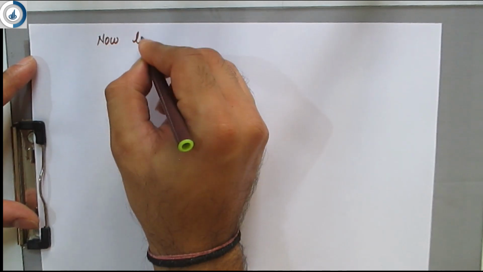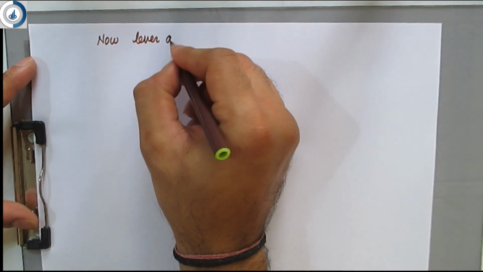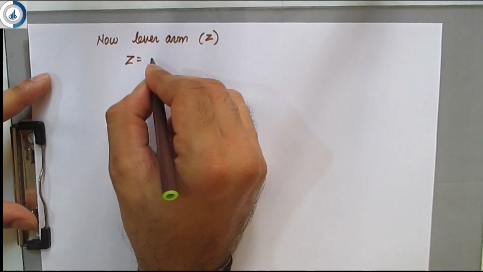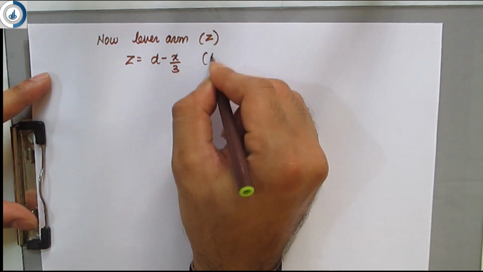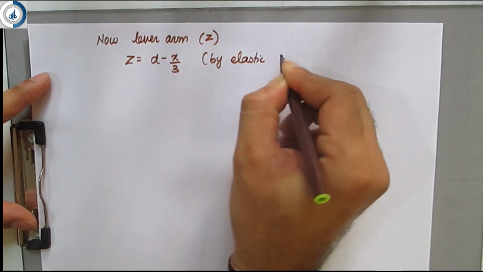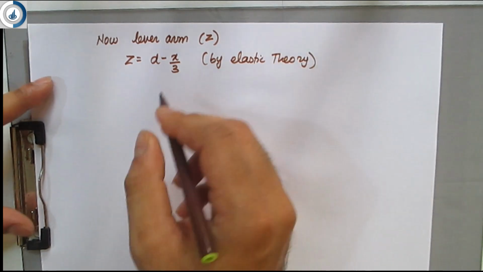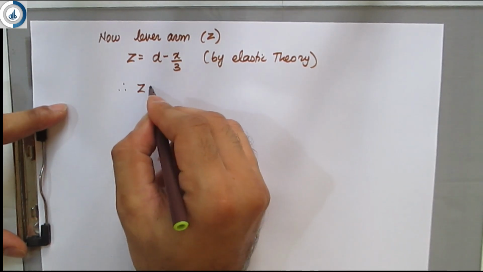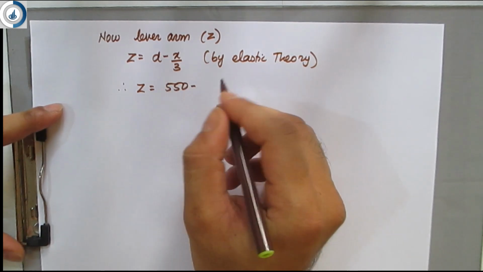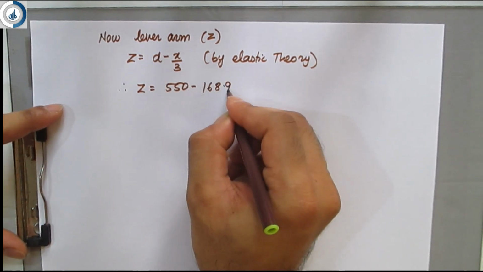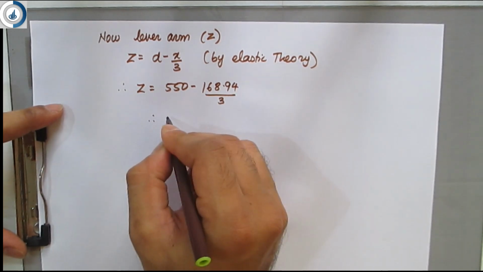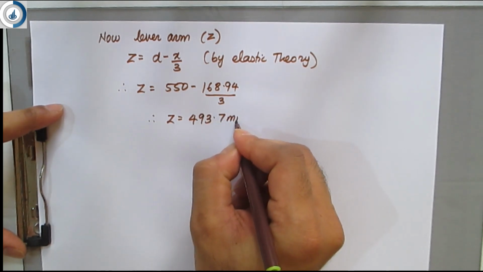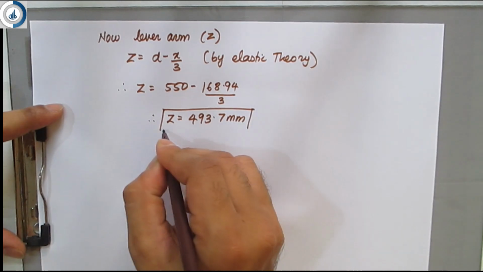Now the lever arm, which is denoted as z. So z is equal to d minus x by 3 by elastic theory. I assume you know what a lever arm is, because it is very basic in RCC. Therefore z is equal to d, 550, minus x we have calculated now, that is 168.94, divided by 3. Therefore z you will be getting as 493.7 mm. So this is your lever arm.